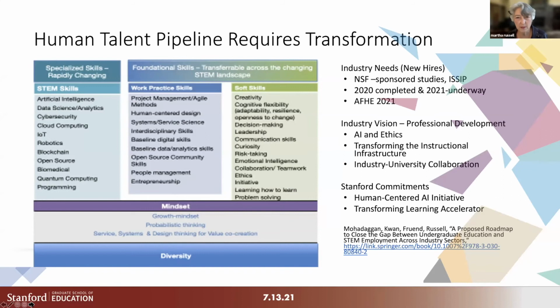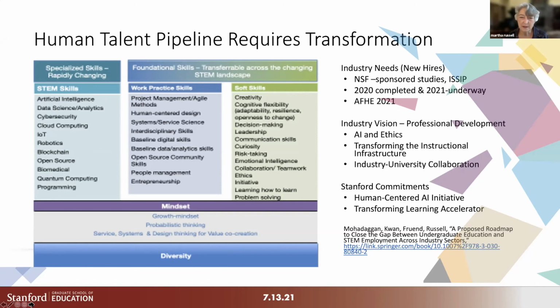They take that responsibility. The important skills, the foundational skills that are needed by the people coming into the workforce, the human talent pipeline, rely on work practices and rely on their thinking skills, the ability to think creatively, cognitive flexibility, decision-making, leadership. Curiosity is a skill that industry is looking for.